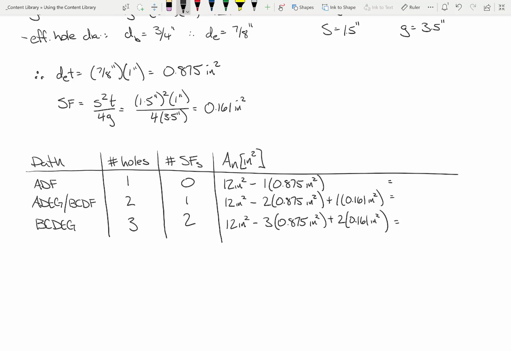So if it were to fail along path ADF, what is the area? 11.125. All right. What about the second path? 10.411. And how about the third one? 9.697.